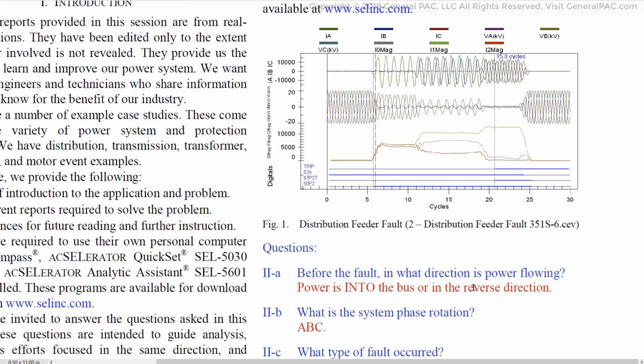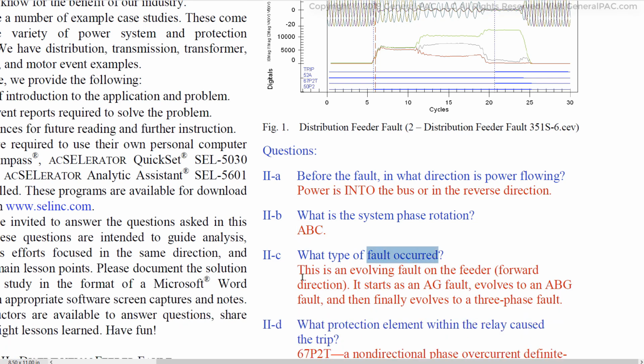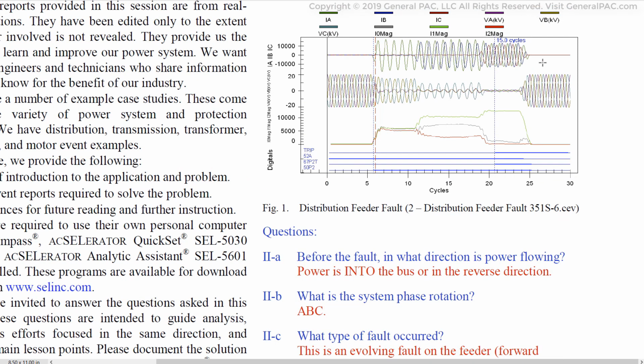So for question A, before the fault, in what direction is the power flowing? Power is flowing into the bus, or in the reverse direction. For part B, what is the system phase rotation? And we said it was ABC, and it is actually ABC, and we verified by looking at the pre-fault voltage waveform. What type of fault occurred? This is an evolving fault on the feeder, forward direction. It starts as an A-to-G fault, which is a phase A to ground fault, evolves into an ABG fault, which is phase A to B to ground fault, and then finally evolves into a three-phase fault, in this particular area here.